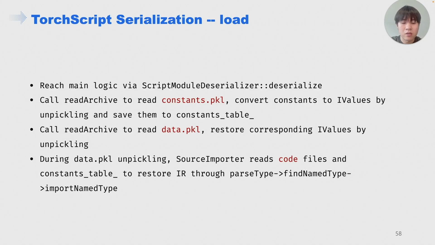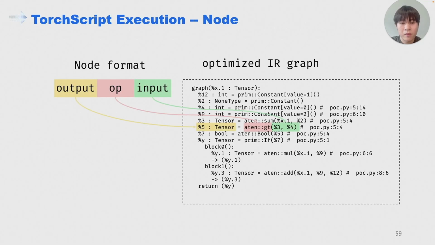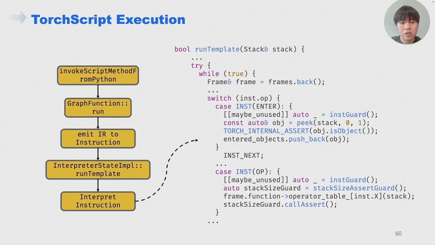Let's take a look at how TorchScript is running. The IR graph consists of many nodes, and every node contains three parts: input, output, and opcode. Opcode is the key to execution. The process of executing TorchScript is to iterate through the IR and convert it into instructions, then interpret the instructions. Every instruction has one opcode. There is a switch table here that finds the corresponding process logic through the opcode and then executes it. Now we have a basic understanding of the TorchScript workflow.